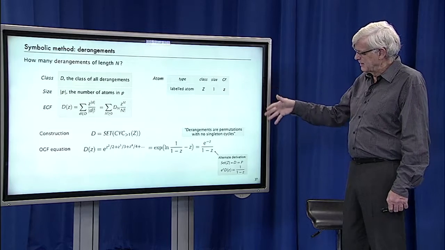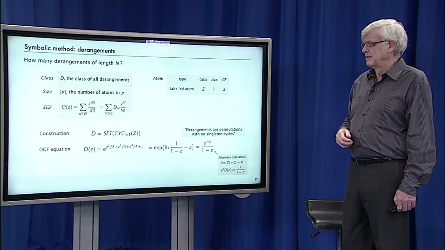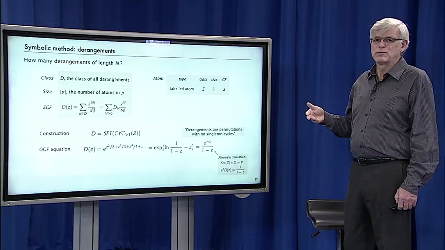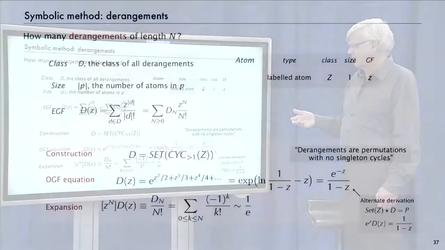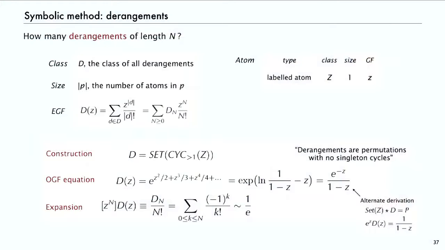So the symbolic method gives us the generating function. Now extracting coefficients from this one is a little more complicated. We actually did it already in our lecture on asymptotics. The result is that it's asymptotic to 1 over e. Let's just look at each of the elements of that.